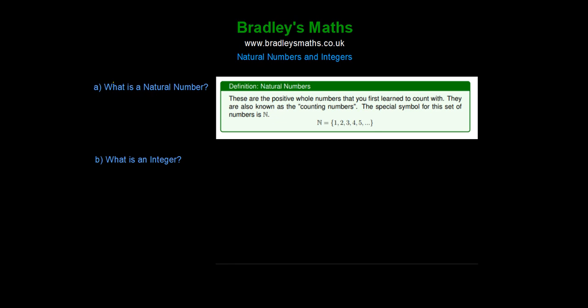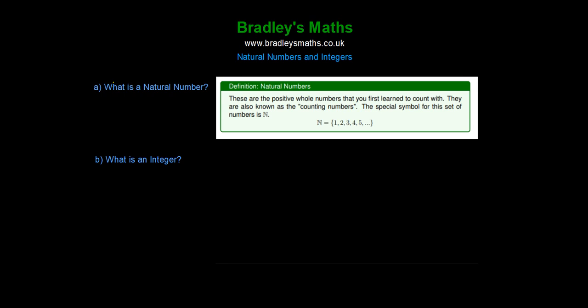You can see in the box with the definition that we have a special symbol for this set. The symbol is this stylized letter N, N for naturals, and it shows you that N equals the set 1, 2, 3, 4, 5, and so on. Every positive whole number is included in the set of natural numbers. So now we know about natural numbers.